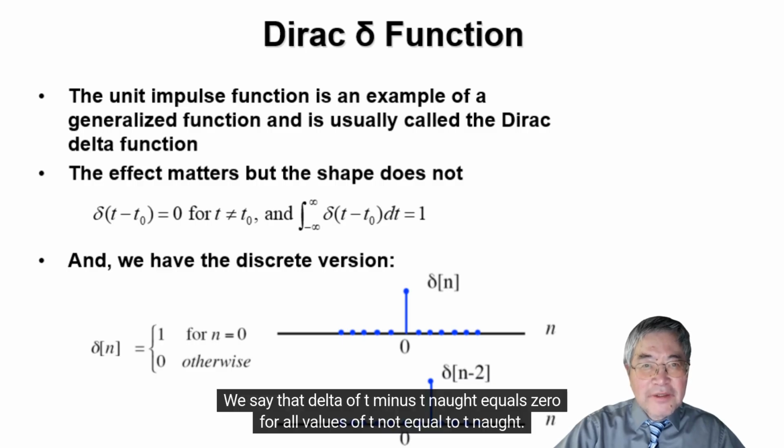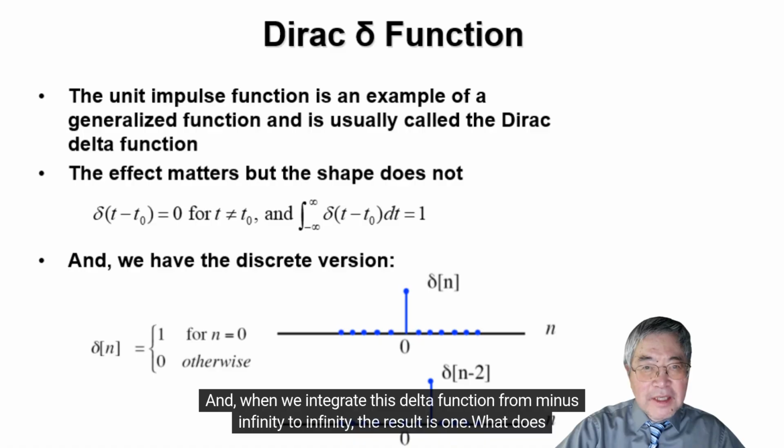We say that delta of t minus t naught equals 0 for all values of t not equal to t naught. And when we integrate this delta function from minus infinity to infinity, the result is 1. What does that mean?